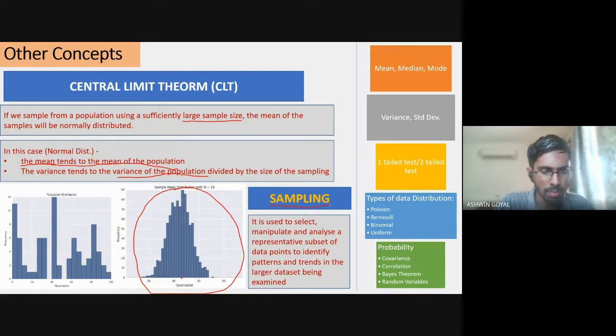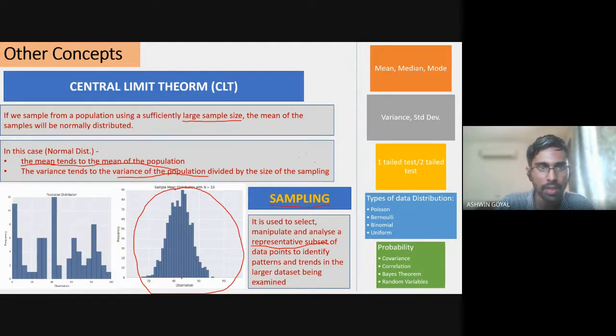What about sampling? Now I've used sampling multiple times, and it is used to select, manipulate, and analyze a representative subset. So it is basically a subset of the entire population, right? That is a sample. And how we select, manipulate and analyze the representative subset of data points, that is sampling. How we select a subset of the data set, and this is to identify patterns and trends in the larger data set being examined.